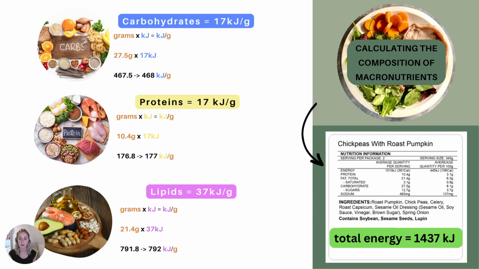So looking at the nutritional information panel here, you can see that in this example, there are 27.5 grams of carbohydrates. We know that carbohydrates give us 17 kilojoules of energy per 1 gram. So we take the grams, 27.5, and times that by the kilojoules, so 17. That will give us 467.5, but we round that up to 468 kilojoules. Now, if you're feeling a little bit confused, pause this video now, go and click on the link below and watch this video on how to calculate these, and it will be in more detail with more examples.